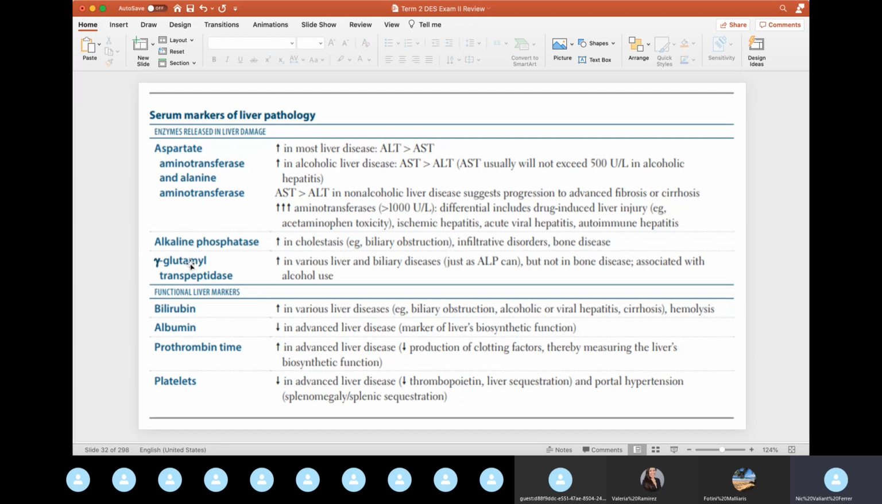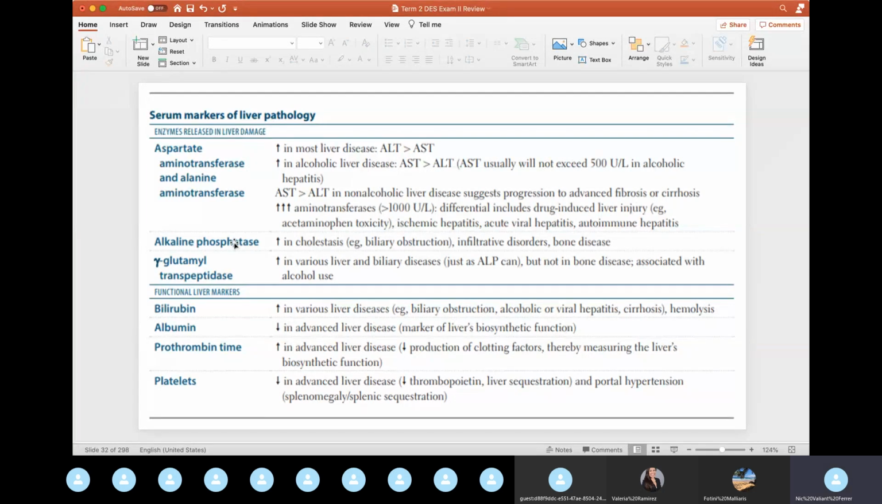Another one is your GGT. GGT, right? This is always associated with alcohol use, okay? So when in the vignette there's alcohol use, I want you to look at the AST level. Compare that with the ALT. The AST should be increased, right? If that's iffy, check the GGT. If GGT, or your gamma glutamyl transpeptidase, is increased, then it is alcohol use.